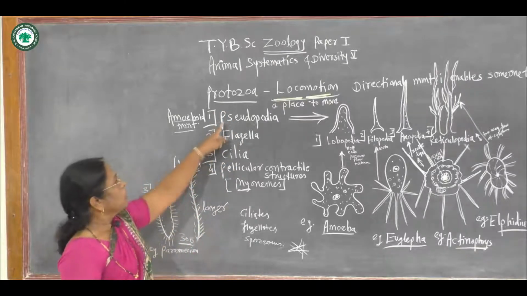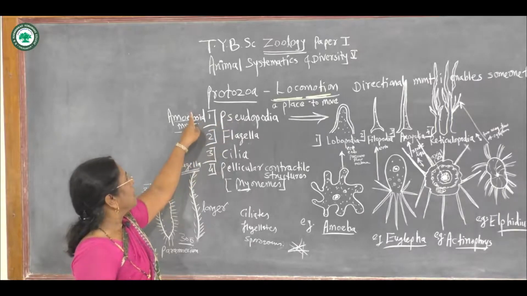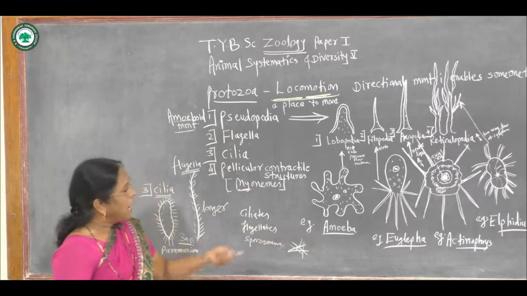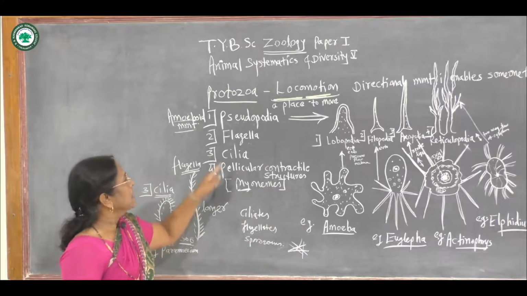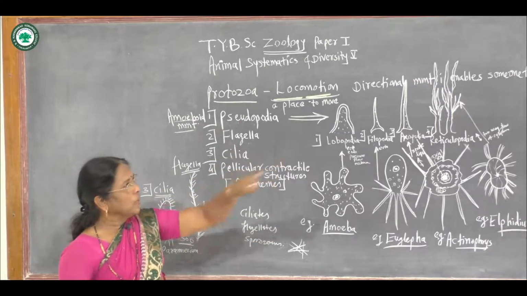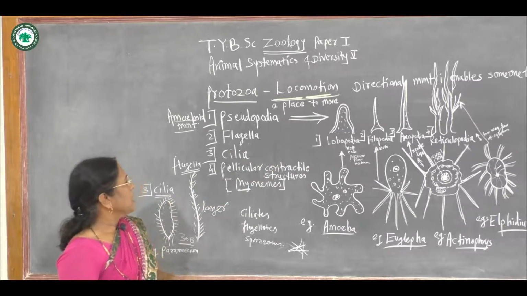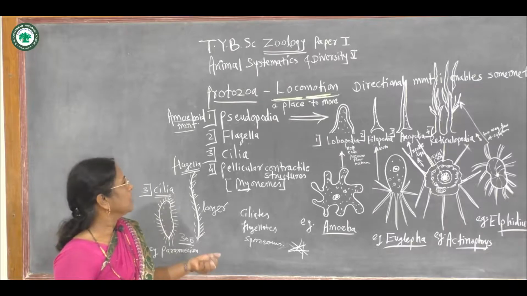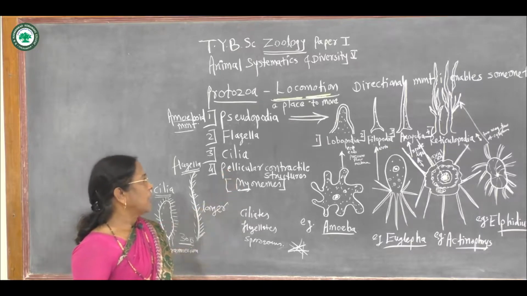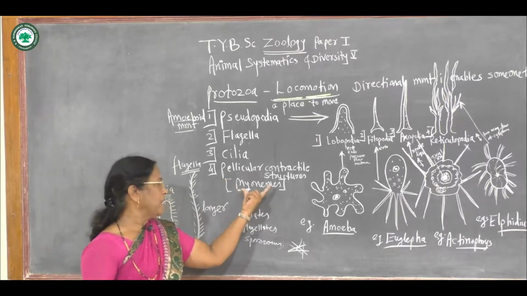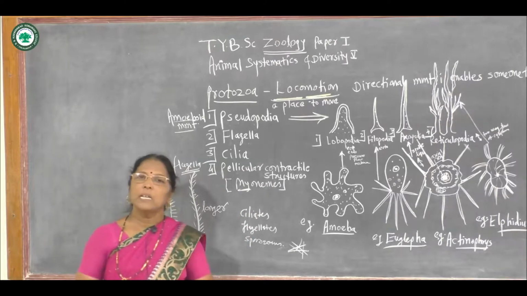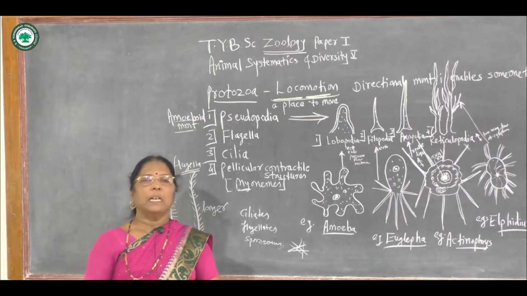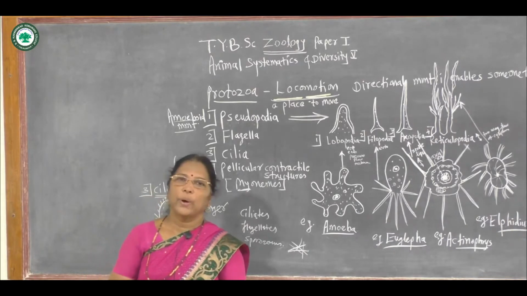That is pseudopodia, also called amoeboid movement. It is found in amoeba and other animals. Flagella are found in Euglena, Trypanosoma, etc. Cilia are exhibited by Paramecium and other ciliate animals, and pellicular contractile structures or myonemes are present in ciliates, flagellates and sporozoans. We will stop here and see the next topic in the next video.